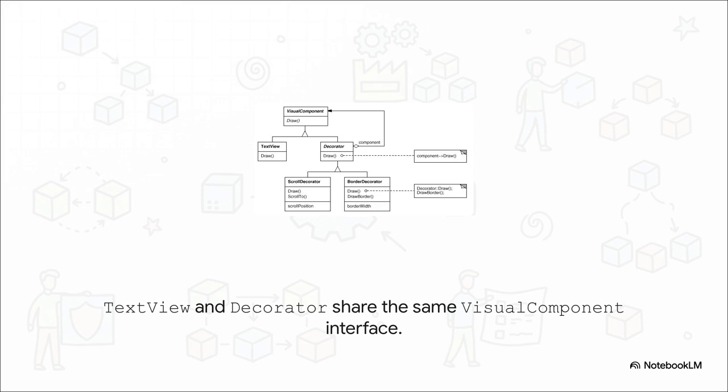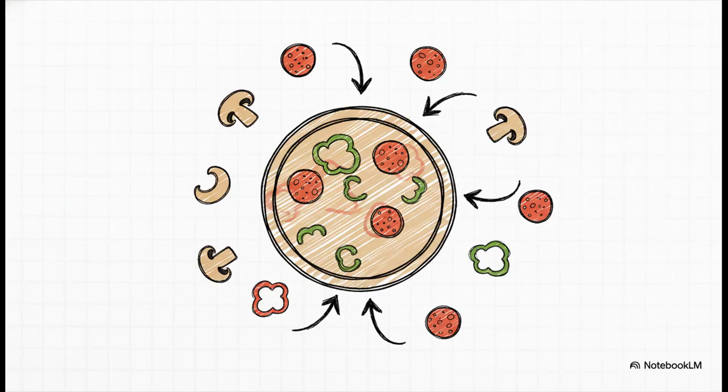It's so clever. Here's a simple way to think about it. Imagine the original text view as a plain pizza crust. The crust itself never changes, but you can dynamically add toppings, pepperoni, mushrooms, whatever. Each topping adds its own flavor, its own responsibility, without ever changing the fundamental nature of the crust underneath.